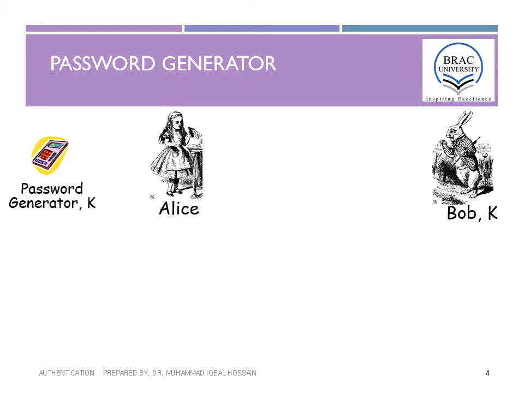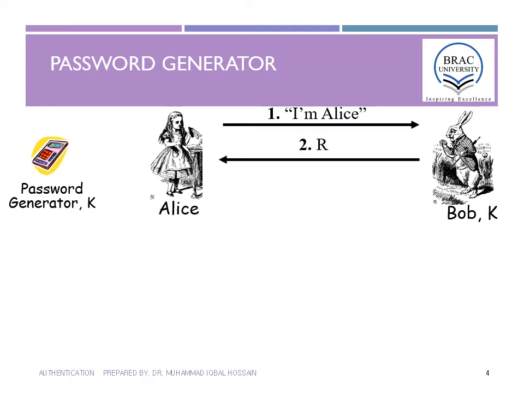So let's think about a password generator. A password generator is like a machine, or just a calculator. Suppose Alice has a password generator with a built-in key, and Bob is like a server who also knows the key. Alice says to Bob, "I am Alice." Then what will Bob do? Bob will say, "Okay, prove it." So he sends a random number to Alice.